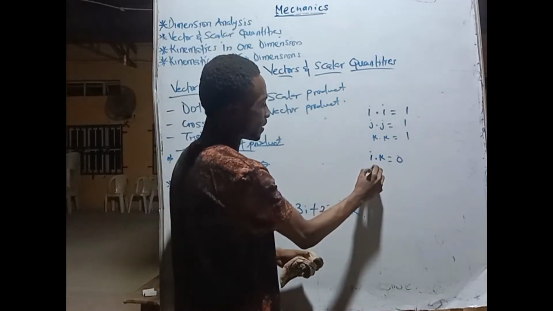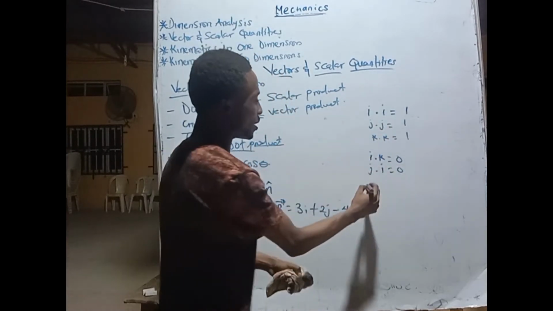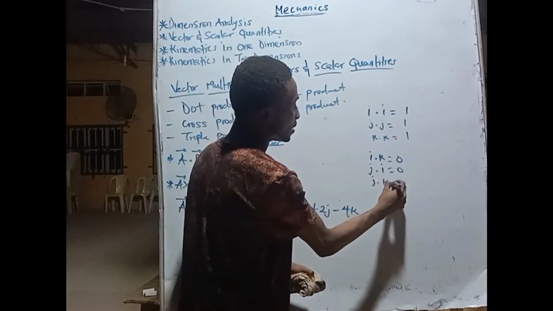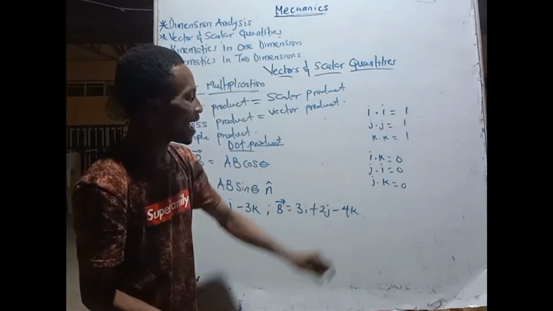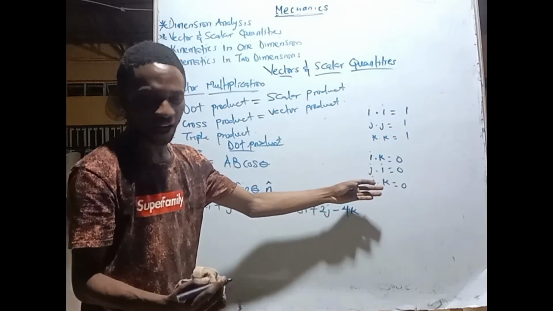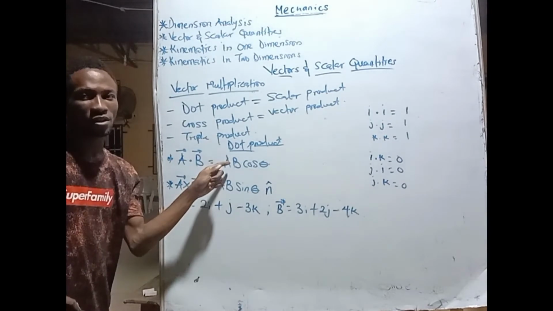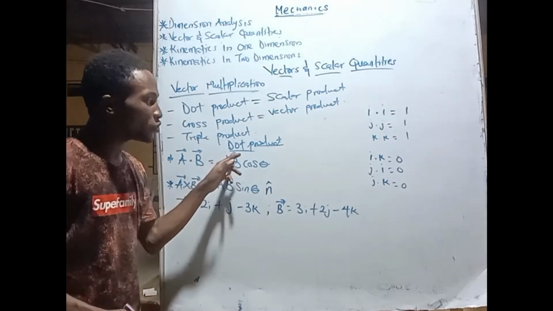Or you are multiplying j dot i, it gives 0. Or let's say j dot k, it also gives 0. When you are multiplying two different units together, they give 0. That's under dot product. Do you get that? Under dot product.